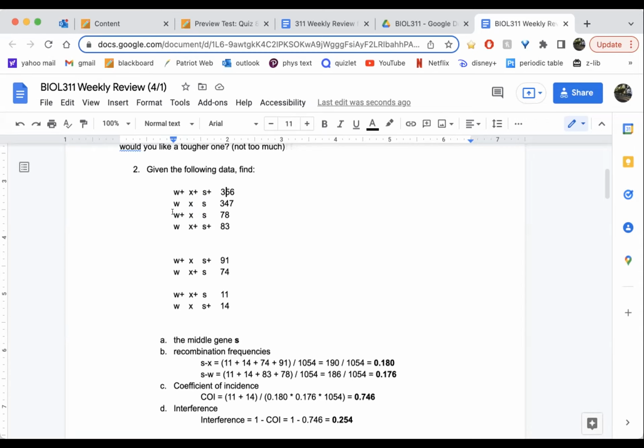You have W plus and W plus, which are the same, and it's fine. But then you have X plus X and S plus S. And so that's why you don't have crossing over in 78. And for the same reason in 83 when it comes to SX. And then you can apply the same thing for SW.